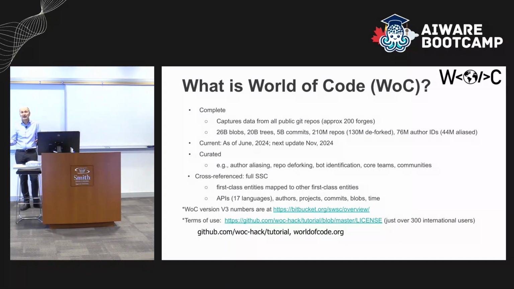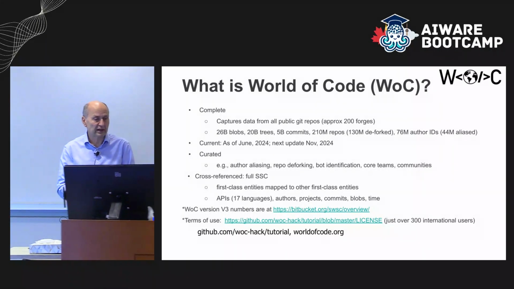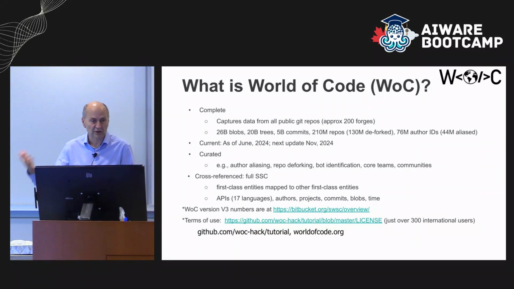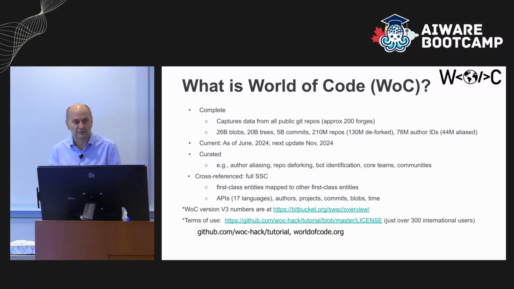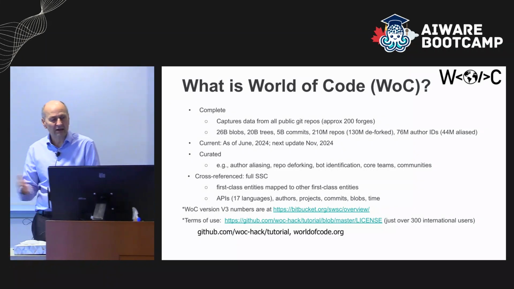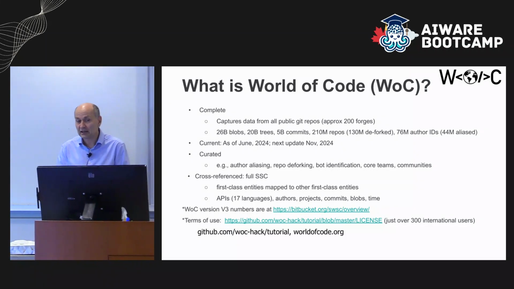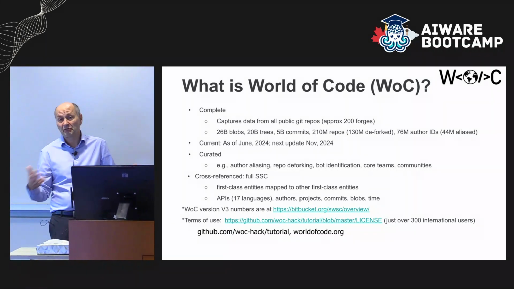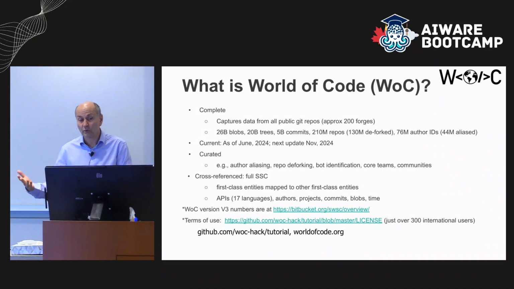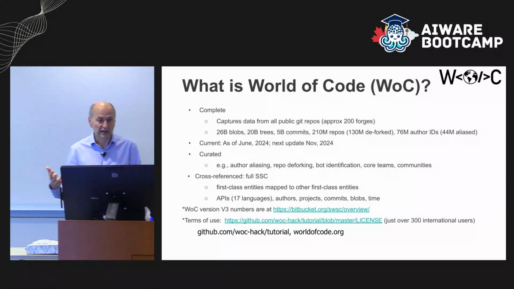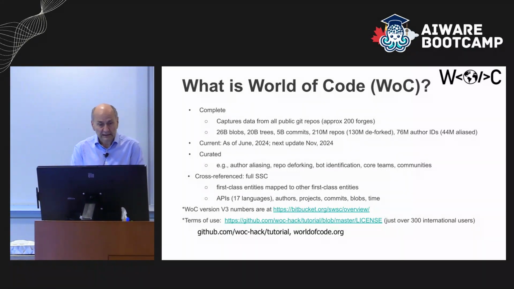The first thing is, in order to measure supply chain, you really need to collect as much data as possible, because if you're missing some nodes and links, you're really not seeing the full supply chain. So currently, as of the August version of World of Code, there's about 26 billion blobs, 20 billion trees, 5 billion commits. For comparison, another large repository, Software Heritage, has about 4 billion commits, so it's about 20% more than there.